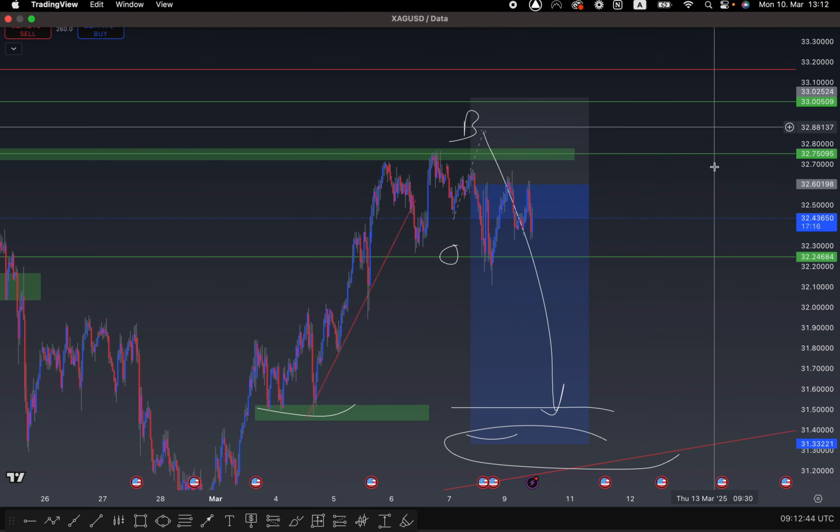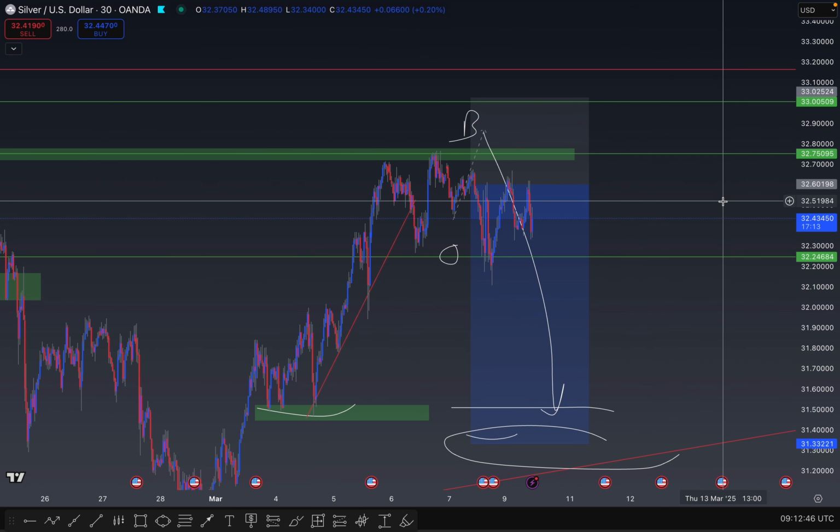Today is 10th March, and this is going to be an extension of the Friday video. The reason for that is I haven't found any trades for today, and therefore I'm just going to be waiting for this silver trade to tell me where it wants to go.